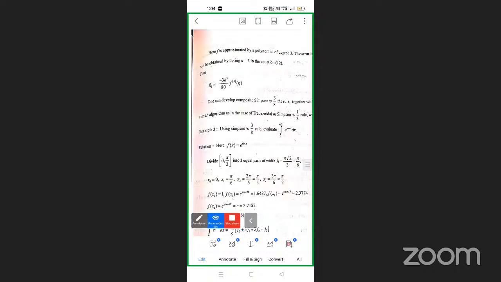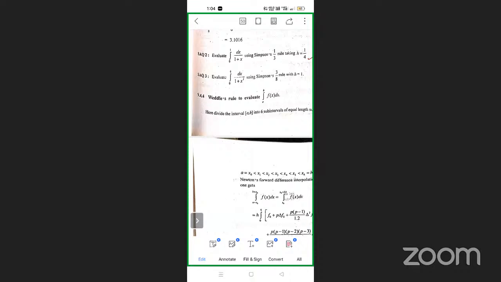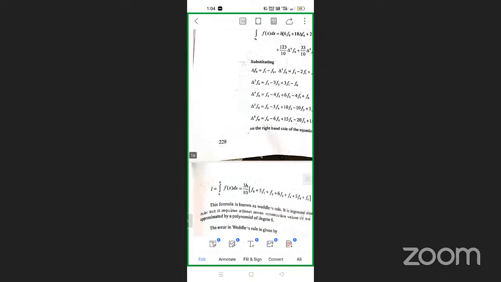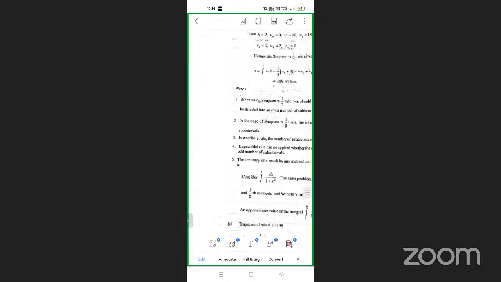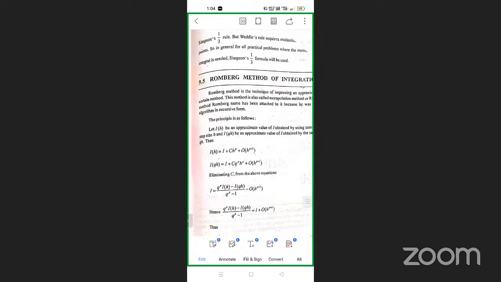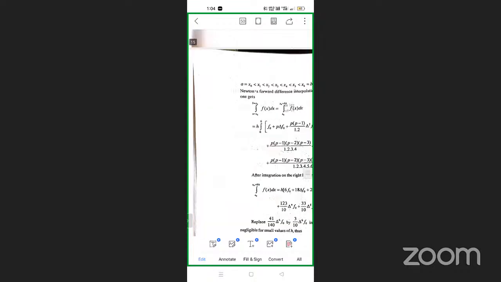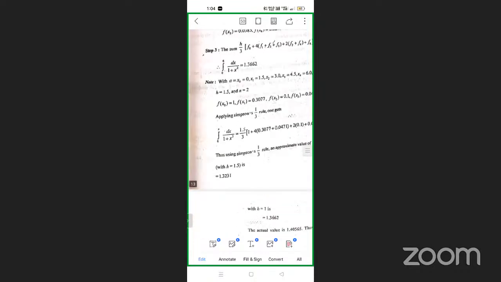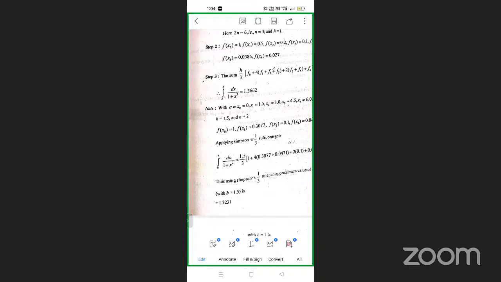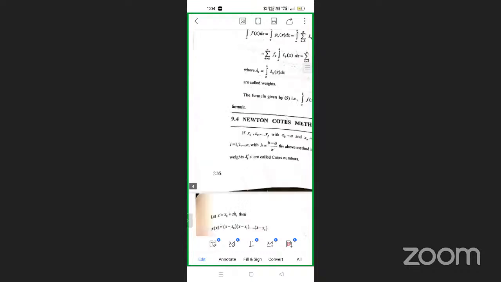Next class we will discuss Simpson's 1 by 3rd rule, Simpson's 3 by 8th rule, and Weddle's rule. That's all, up to here only. So this is the integration topic in unit 9. We will continue next class.